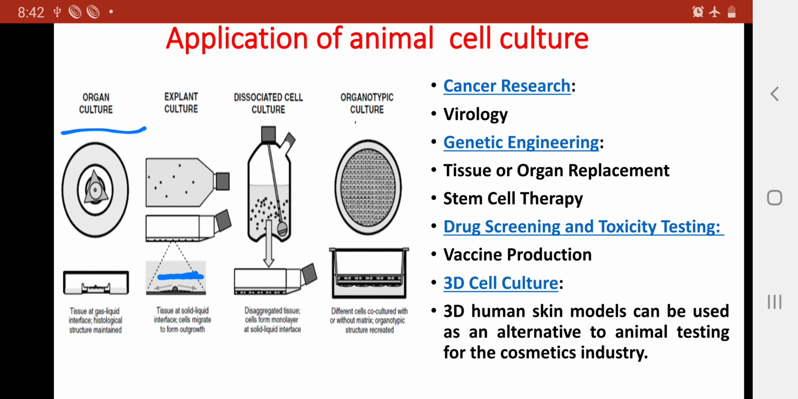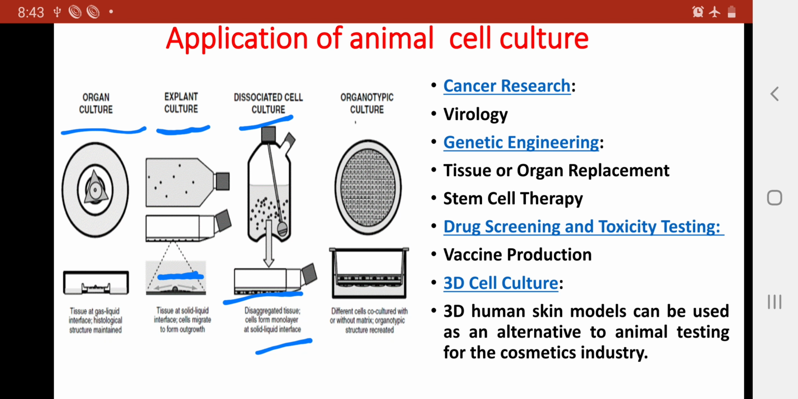Then we discuss dissociated cell culture. Dissociated cell culture is also a disaggregated tissue. This is a disaggregated tissue. Okay, then the disaggregated tissue forms a monolayer. See this, this is a monolayer, and that forms at the solid-liquid interface.